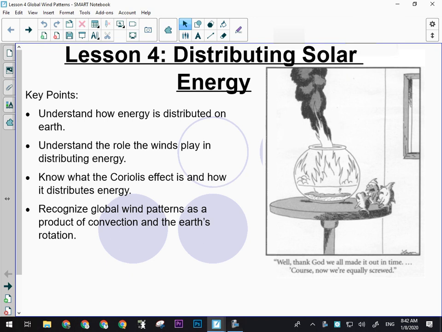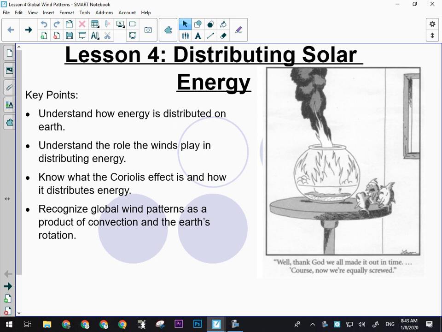Yesterday, we went over energy transfers, and we talked about that in terms of a global system. We're going to look at that more in depth. Right now, we're going to be looking at how wind patterns, which are an example of which heat transfer method? Convection. How they are going to help us transfer energy from one place to another on Earth.